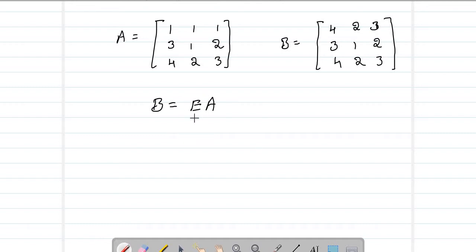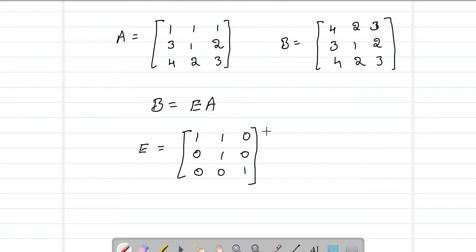You may ask me, what is this E? E is nothing but the operation I did. What I did is I replaced the first row with R1 plus R2. So E has rows (1, 1, 0), (0, 1, 0), (0, 0, 1). B can be expressed as E times A, where E is an elementary matrix. This is the elementary matrix I am taking.